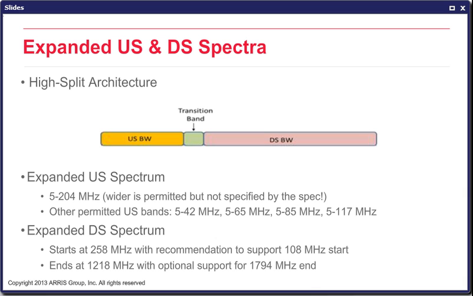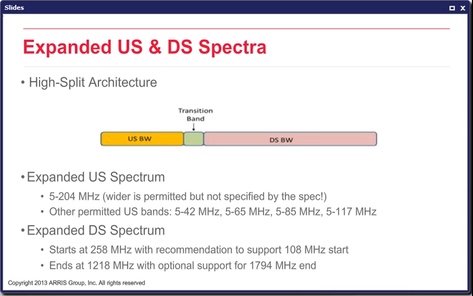So to go in a little more details about these features, we start with the first feature, which is the expansion of the upstream and downstream bandwidth. So this is still based on the high split architecture, where the upstream bandwidth is located below the downstream bandwidth. This is similar to today's networks. The upstream bandwidth that is supported by DOCSIS 3.1 is going to be 5 to 204, although wider is permitted but not specified by the spec. Other permitted upstream bands are 5 to 42, 5 to 65, 5 to 85, and 5 to 117 megahertz.